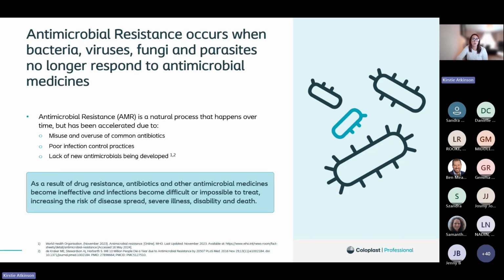It can also occur due to poor infection control practices, if we're not on top of our clean and aseptic techniques. And there's also a lack of new antimicrobials being developed to combat the microorganisms that are in the wounds. I think the last time I looked, the last new trailblazer antimicrobial that had been developed was in the late 80s, early 90s. So it's quite a significant jump. Even though we're getting new vaccines and things like that, actual antimicrobials are taking a little bit longer.